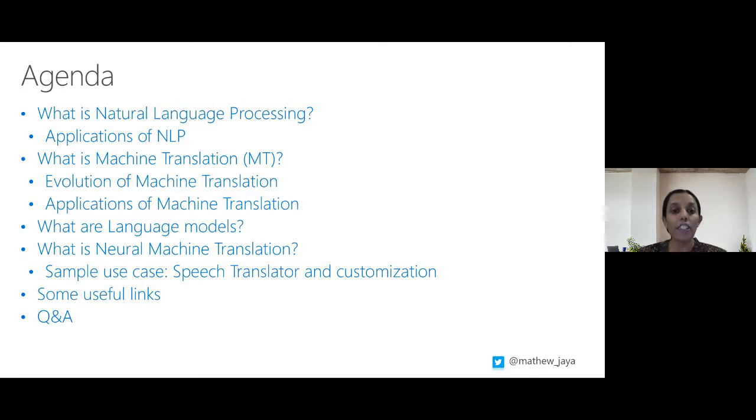Then the third section and the fourth one is slightly more technical, where I introduce something called language models. It's helpful to understand a little bit about how these models are structured. You don't have to understand the whole section, but just a slight gist of it would help you in the long run. Then we'll get into what is neural machine translation. That is what we use in most of our applications these days. And I'll wrap up the talk with a sample use case where I use speech translator and how you can customize that in the event that you're using it for any of your customers.